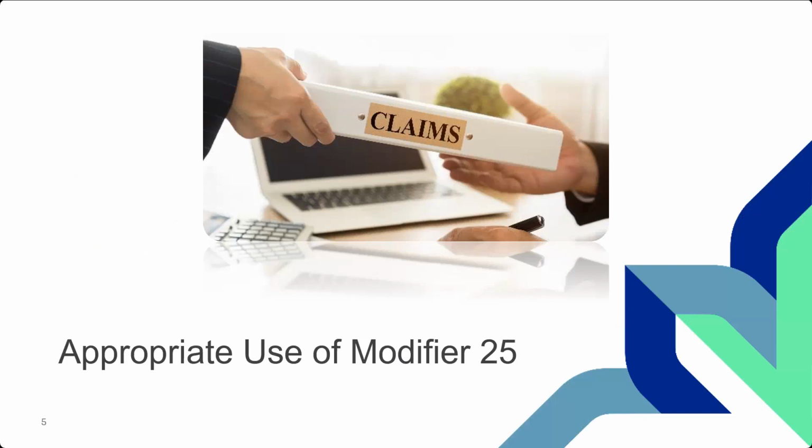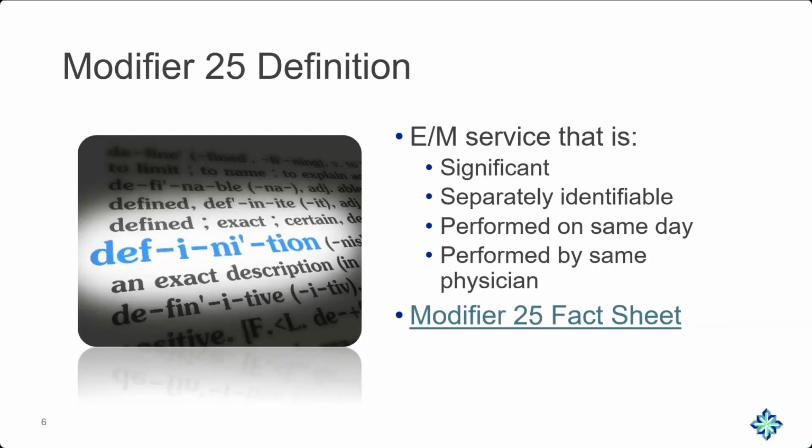So we're going to start with that modifier 25, what it means and how it should be used when billing Medicare. So the definition of modifier 25 is that the service is significant and separately identifiable.